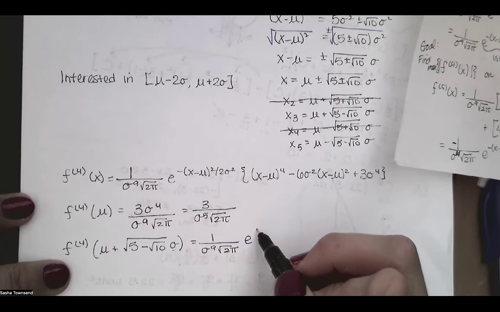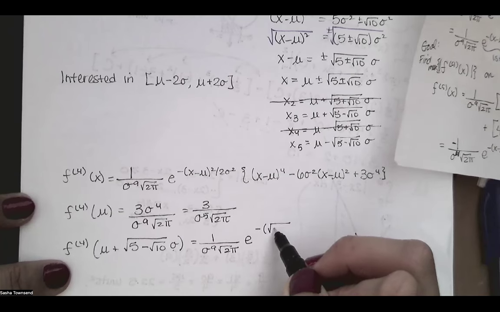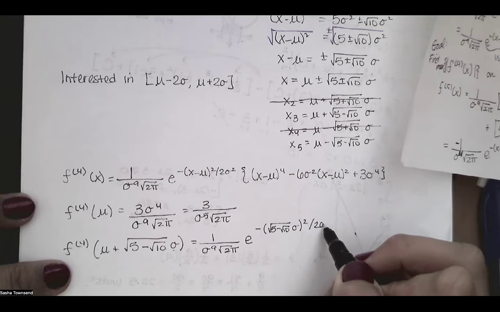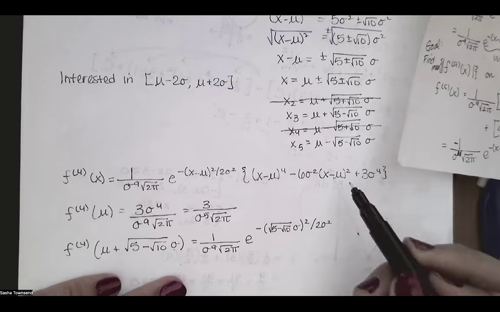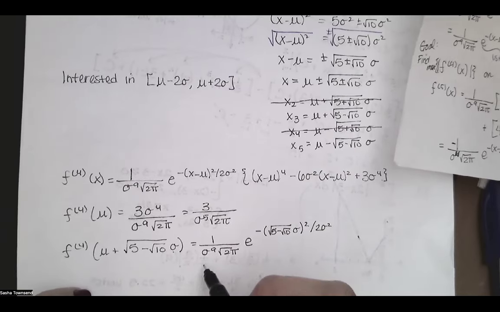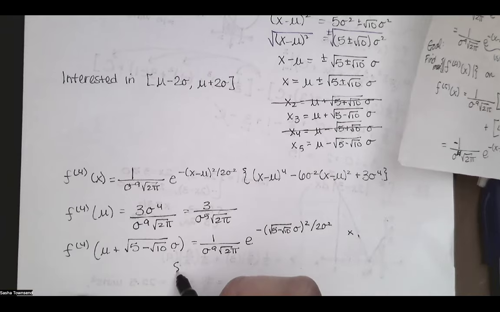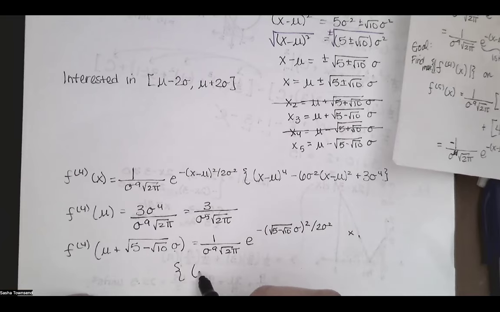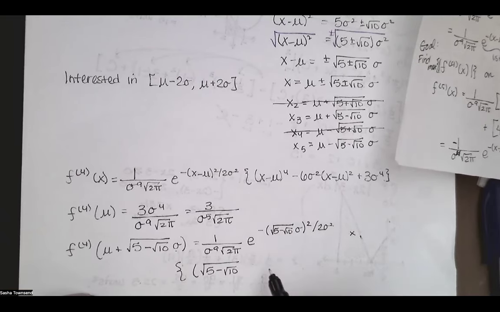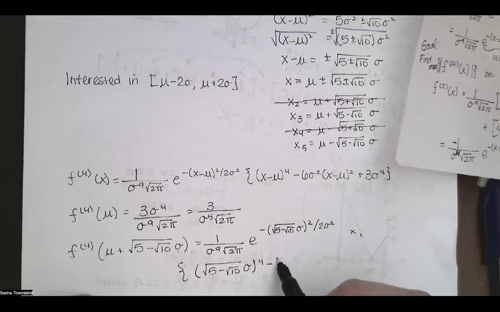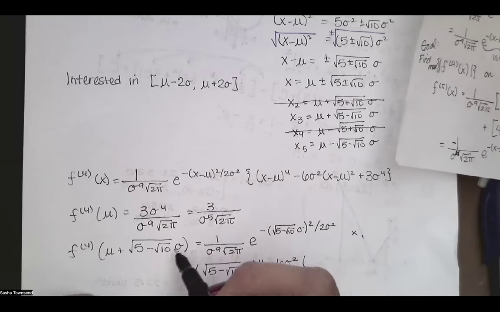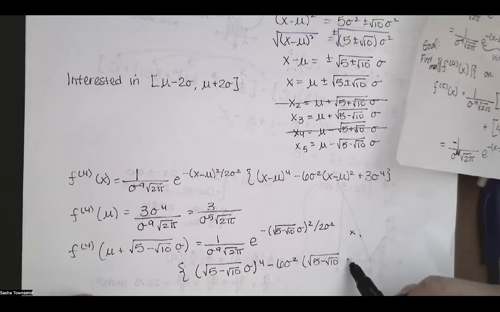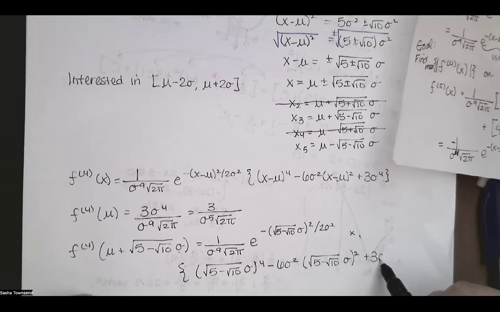So I end up with e raised to the square root of 5 minus the square root of 10 times sigma, all of that squared divided by 2 times sigma squared. And then when I subtract the mean again from the x's, all of that is times what I have down here. I end up with this to the 4th minus 6 sigma squared times that expression squared plus 3 times sigma to the 4th.